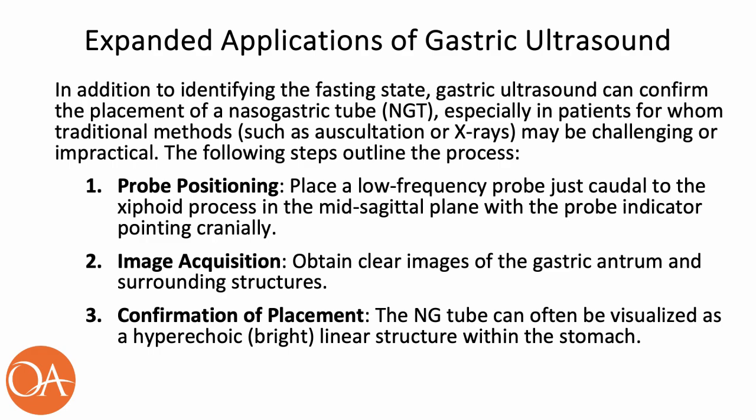To confirm NG tube placement using ultrasound, follow these steps. Step 1. Probe positioning. Place a low-frequency probe just caudal to the xiphoid process in the mid-sagittal plane. Ensure the probe indicator is pointing cranially. Step 2. Image acquisition. Obtain clear images of the gastric antrum and surrounding structures. Step 3. Confirmation of placement. Finally, the NG tube often appears as a hyperechoic or bright linear structure within the stomach.